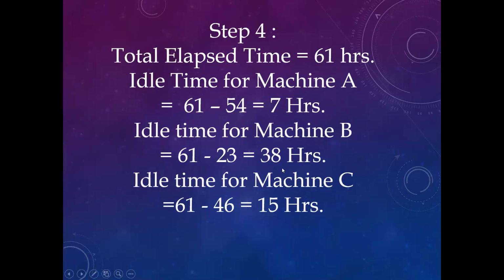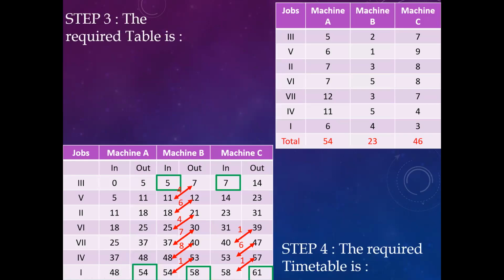So the answer is 7, 38 and 50. Now how to cross check, class? 61 minus 54 you can do for the first machine. For the second machine, 5 plus 4 plus 6 plus 4 plus 7 plus 8 plus 1 plus 61 minus 58. That is of 3 hours you have to add extra.